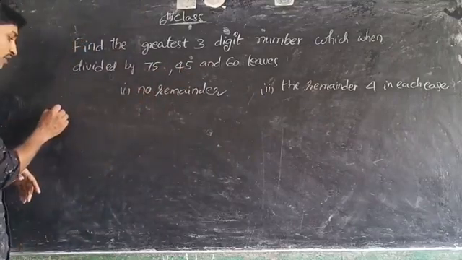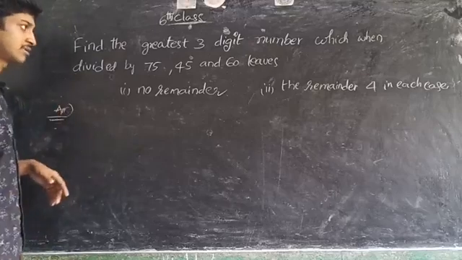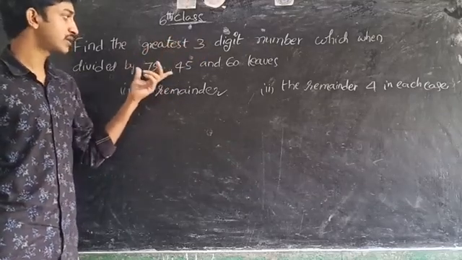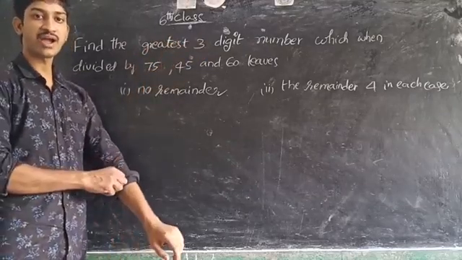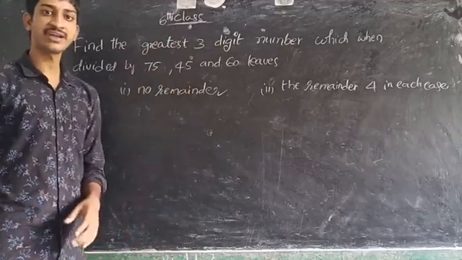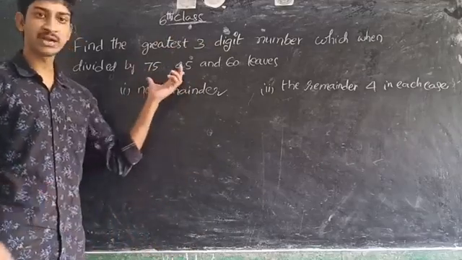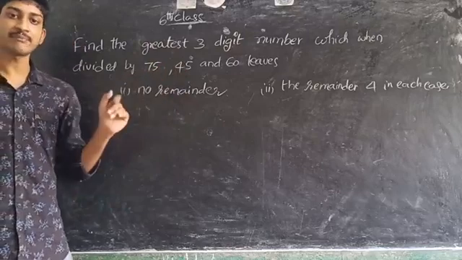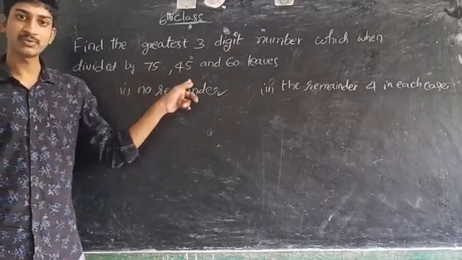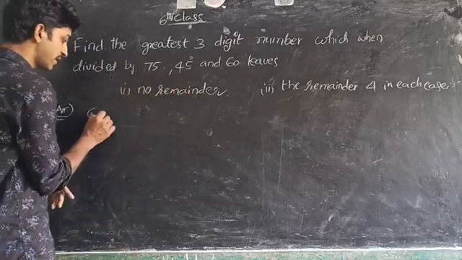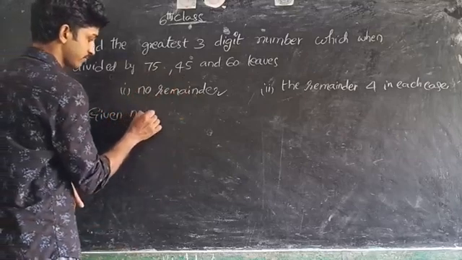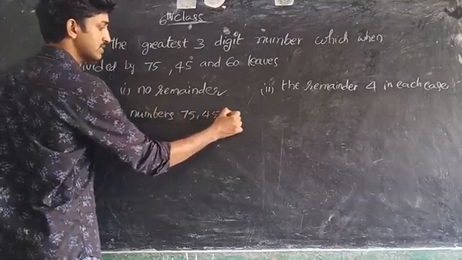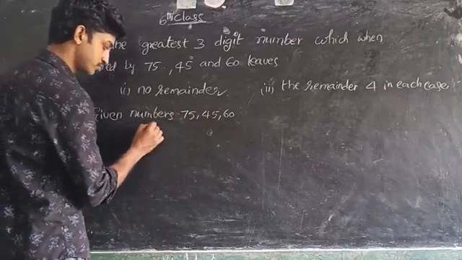So children, how can we solve this problem? We have to find the greatest three-digit number which is commonly divisible by these three numbers, which means we have to find the LCM of these three numbers. Then we get the common multiple of these three numbers. What is meant by common multiple? It is exactly divisible by those numbers. So see here, the given numbers are 75, 45 and 60. So I am doing the LCM.